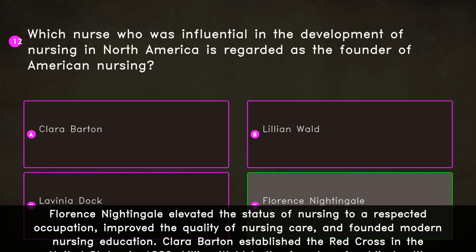Florence Nightingale elevated the status of nursing to a respected occupation, improved the quality of nursing care, and founded modern nursing education. Clara Barton established the Red Cross in the United States in 1882. Lillian Wald is the founder of public health nursing. Lavinia was a nursing leader and women's rights activist instrumental in women's right to vote.